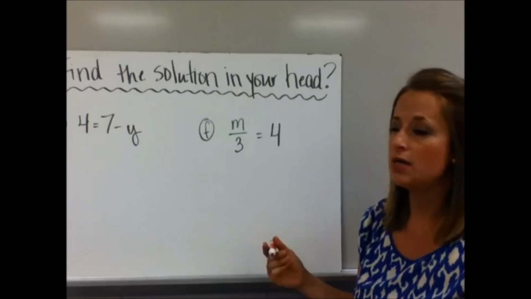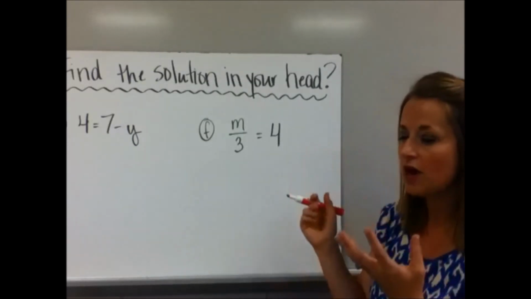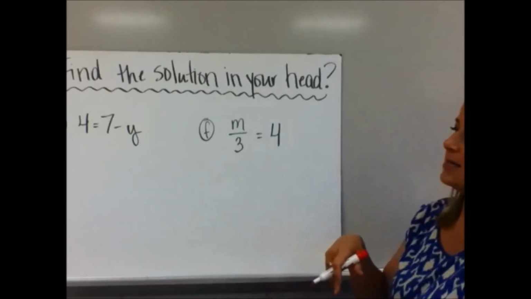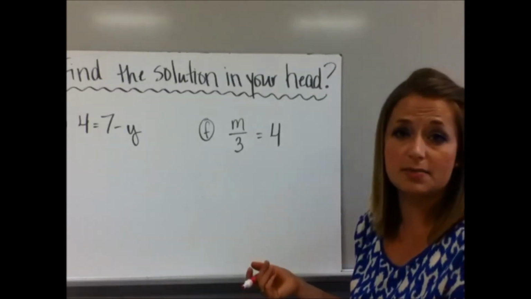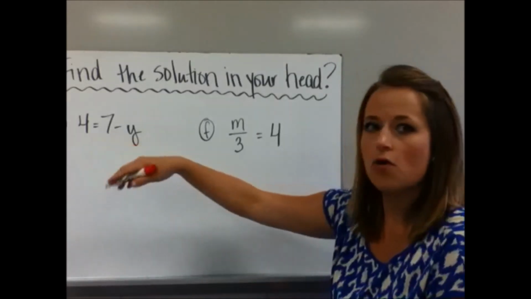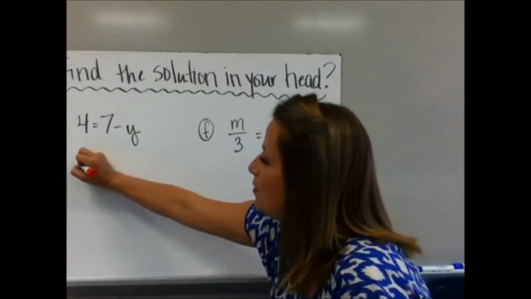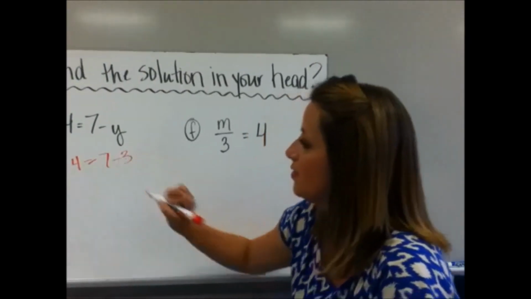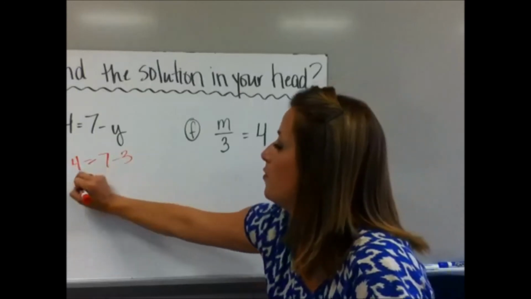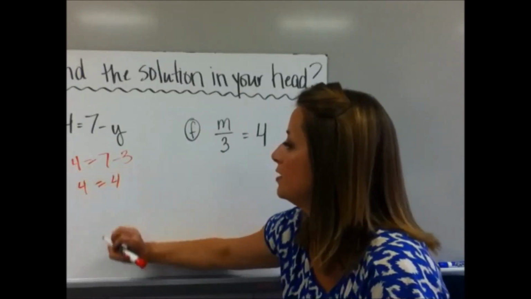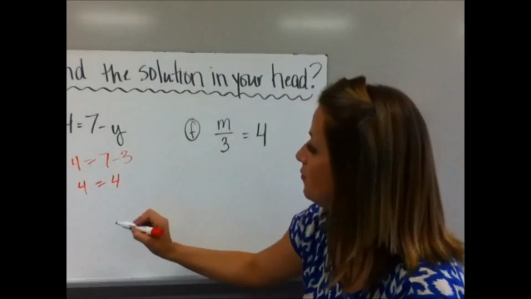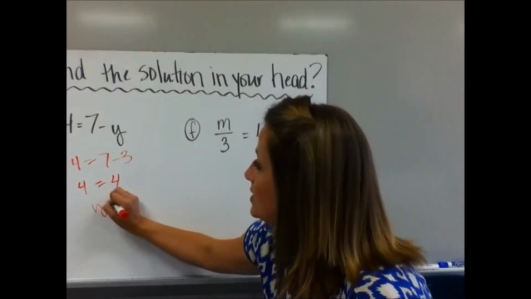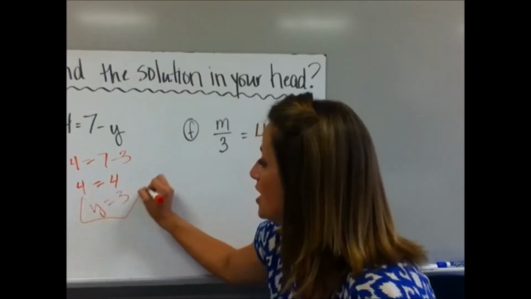And so what's probably going on in your head, like in a thought bubble, is let's say 3 comes to mind. You're thinking 7 and 4, 3, okay, there's subtraction. If I were to check that, 4 equals 7 minus 3. 4 equals 4, and that is true. So therefore, y does equal 3, and we checked that there.